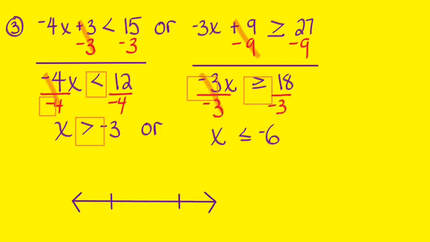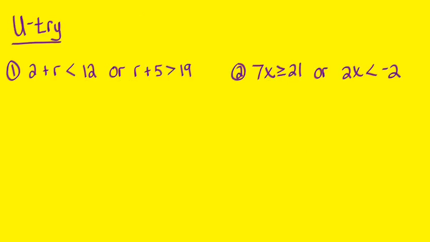And we graph. We put negative 3 and negative 6. And we know that it can be greater than negative 3 or less than or equal to negative 6. Again, never touching. Go ahead and try here. Pause the video and then see how you did.